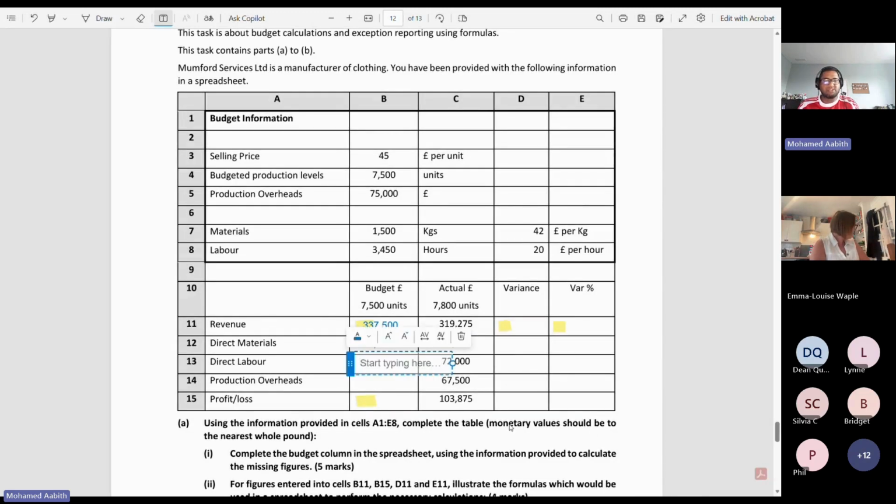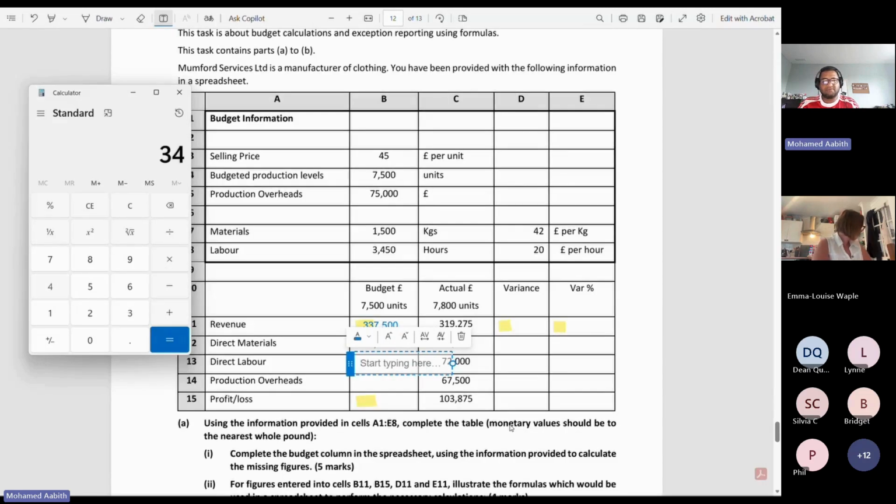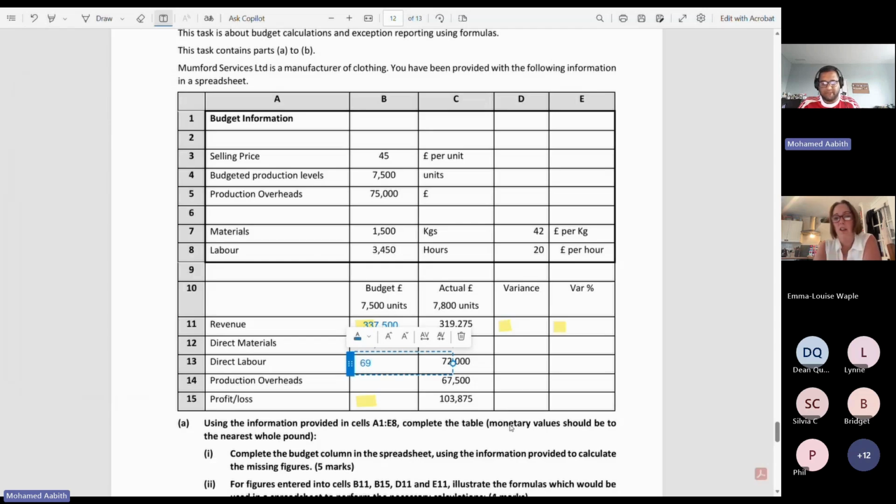And the next one is the labor. It's going to be 3,450 times 20, which is 69,000 pounds. So here I have that number. And the last one, the production overheads, is straightforward. The number is already there, 75,000 pounds, and we have that number here.